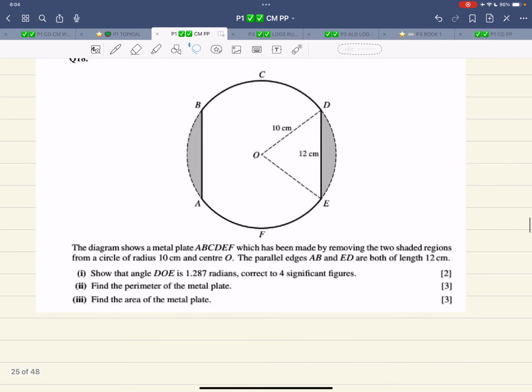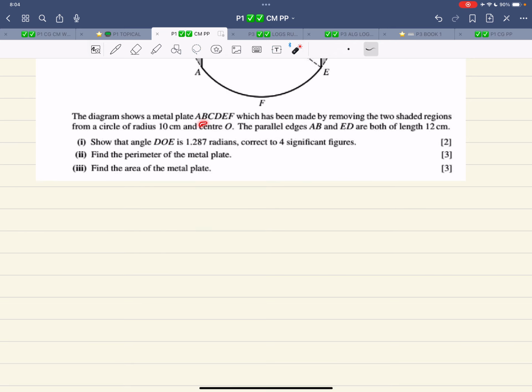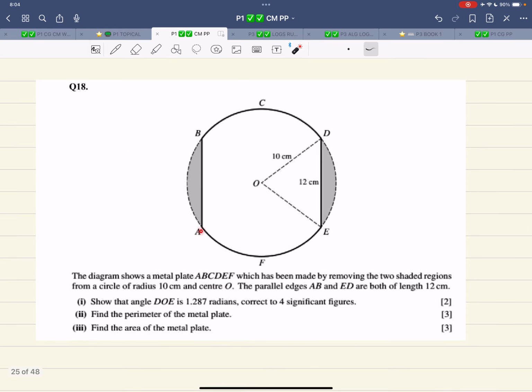Now over here the question says the diagram shows a metal plate, and that's the name of the metal plate, which is A, B, C, D, E, F. So it's starting like this, A, B, C, D, E, F. That is the metal plate. It further says which has been made by removing two shaded regions. That's one shaded region, that's the other. Now right away you can judge that both shaded regions are exactly the same. How do I know that?